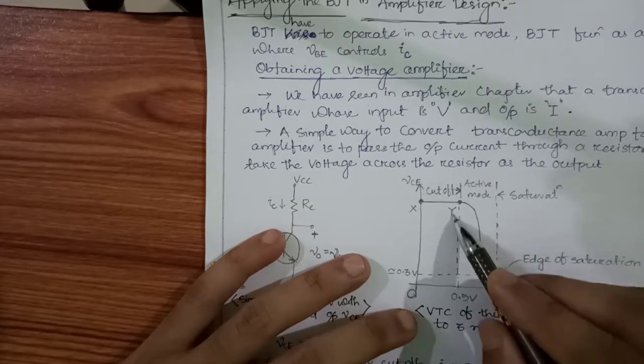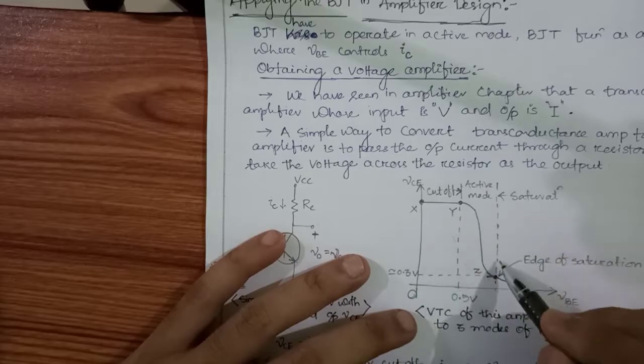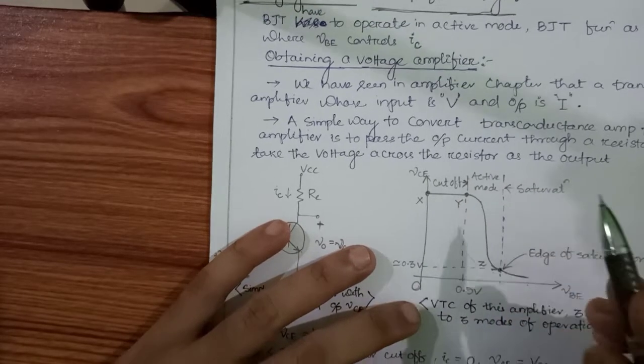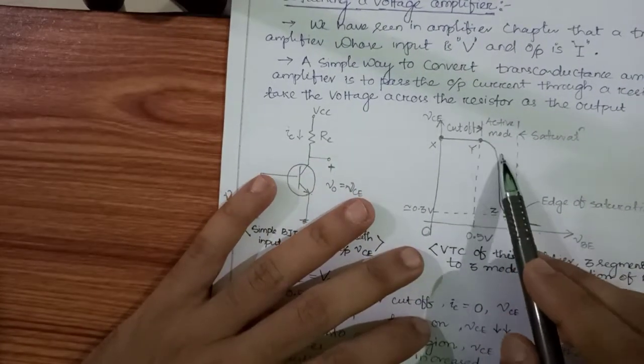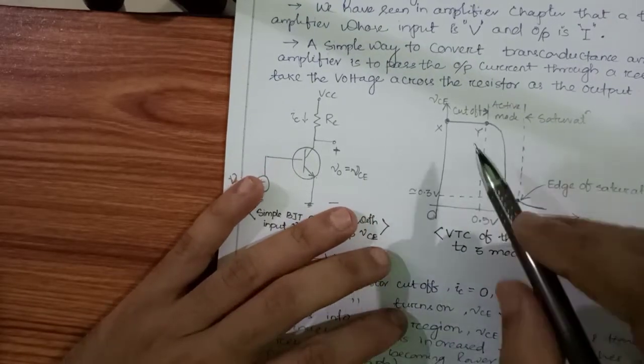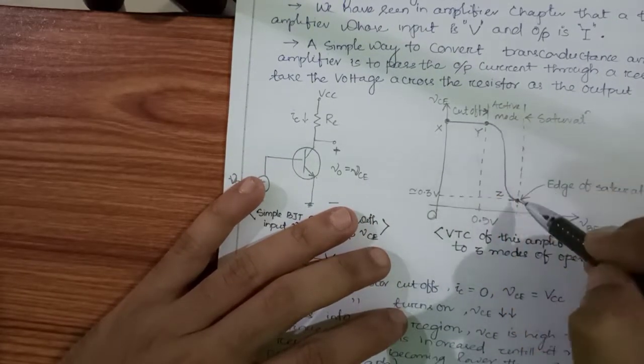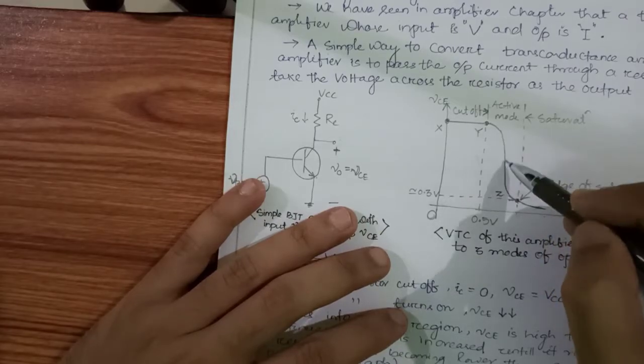So this is the region that we are looking for, because only in the active region does our transistor act as an amplifier. Okay, so here it has the highest slope. Here there is zero slope, here there is very little slope, so this is the highest slope.